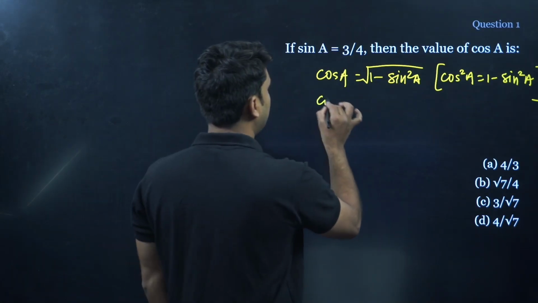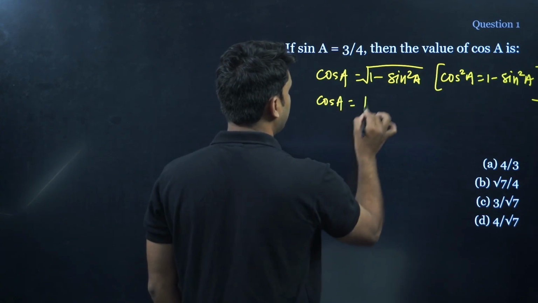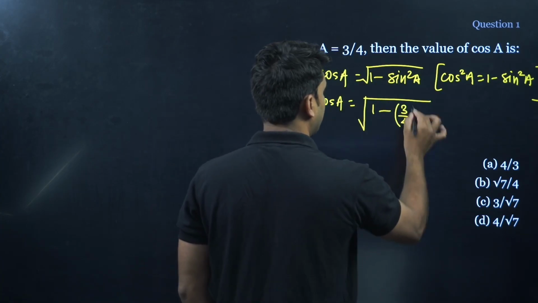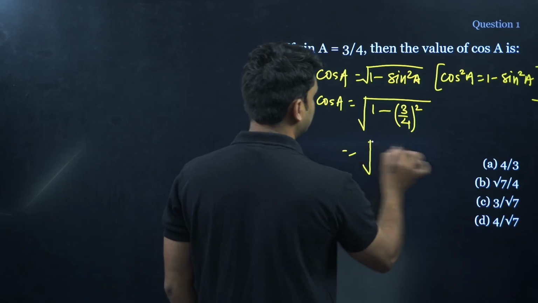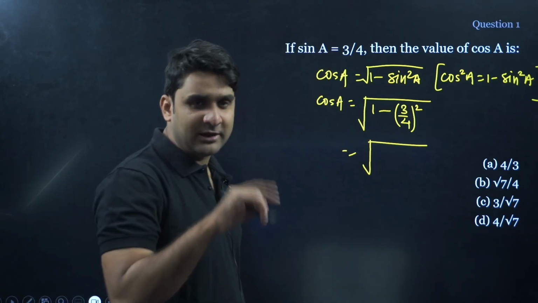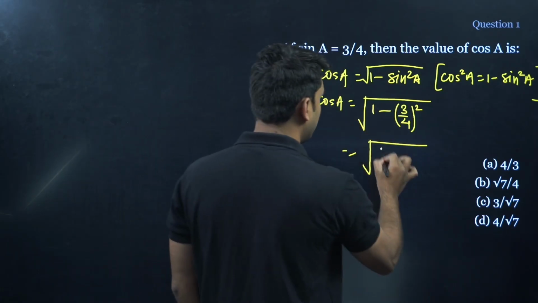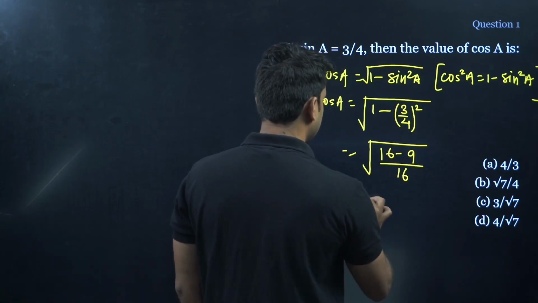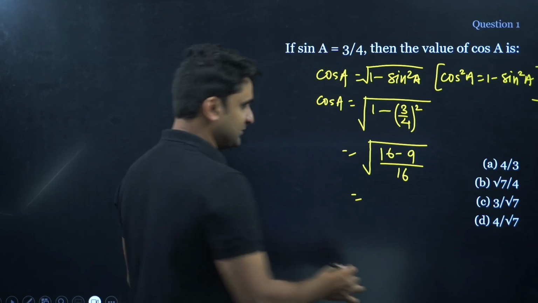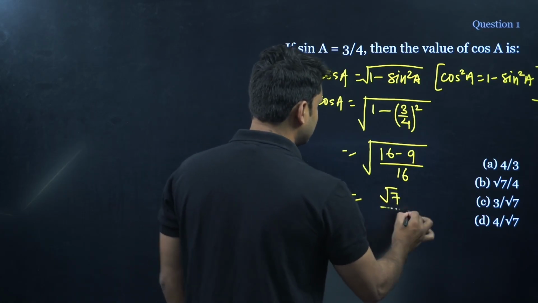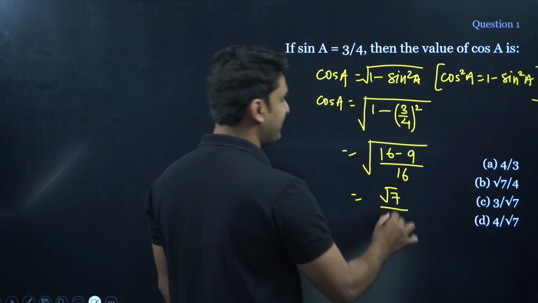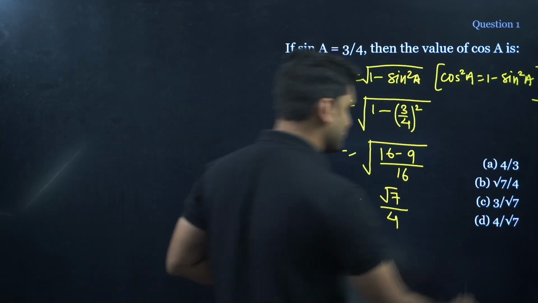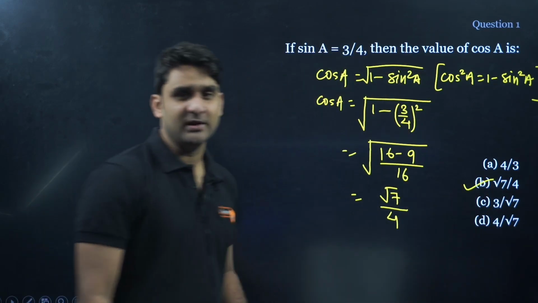Okay, now put the values. So cos A will be under root 1 minus sine A, which is 3 by 4, whole square. Clear everyone? Now solve this. 3 by 4 whole square will be 9 by 16. On taking LCM, 16 will go there. So 16 minus 9, divided by 4 square which is 16. So 16 minus 9 is 7. Root 7 remains as it is, because 7 is not a perfect square, but 16 is a perfect square. So the answer will be root 7 by 4. Any option is there? Option number B will be correct. This will be the answer.